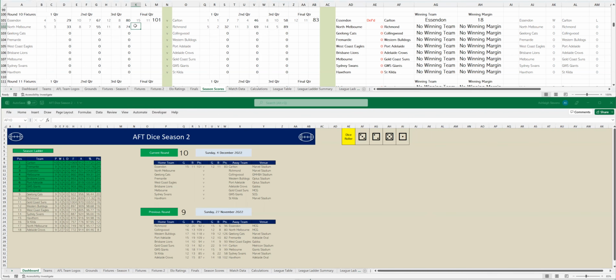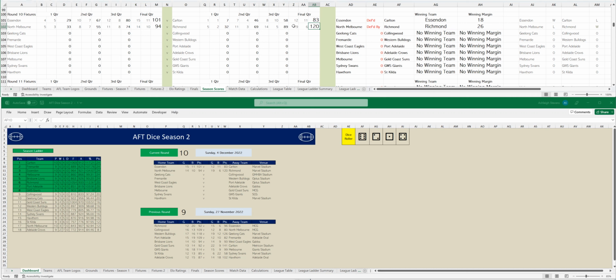Let's go to the last quarter. North Melbourne kicking 3 goals 2. So that's 14 goals 10 to Richmond 5 goals 1. So that's 19 goals 6. And in the end, Richmond have won this game by 26 points.